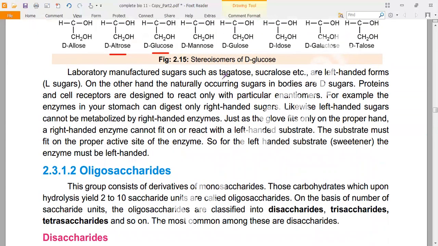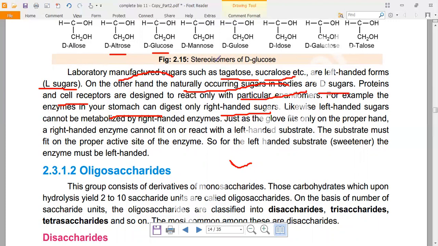There are other sugars, like tagatose and sucralose, that are manufactured in the laboratory as artificial sugars. They are L sugars. But naturally occurring sugars in the body are D sugars, because the proteins and cell receptors in our body only react with particular enantiomers. For example, in our stomach we can digest right-handed sugars, the D sugars. The proteins and receptors are molded according to D sugars, and right-handed enzymes cannot fit left-handed substrates, so for left-handed sweeteners, enzymes must be left-handed.